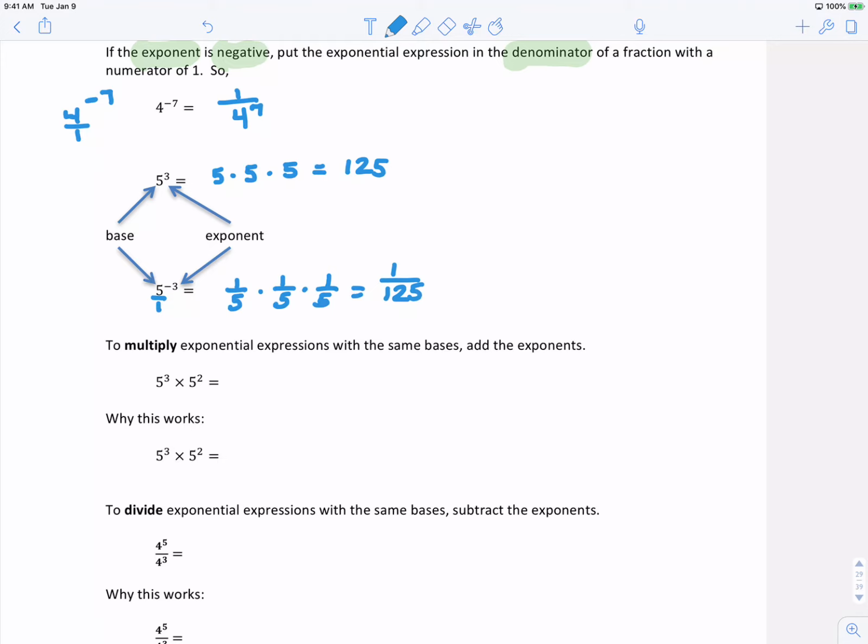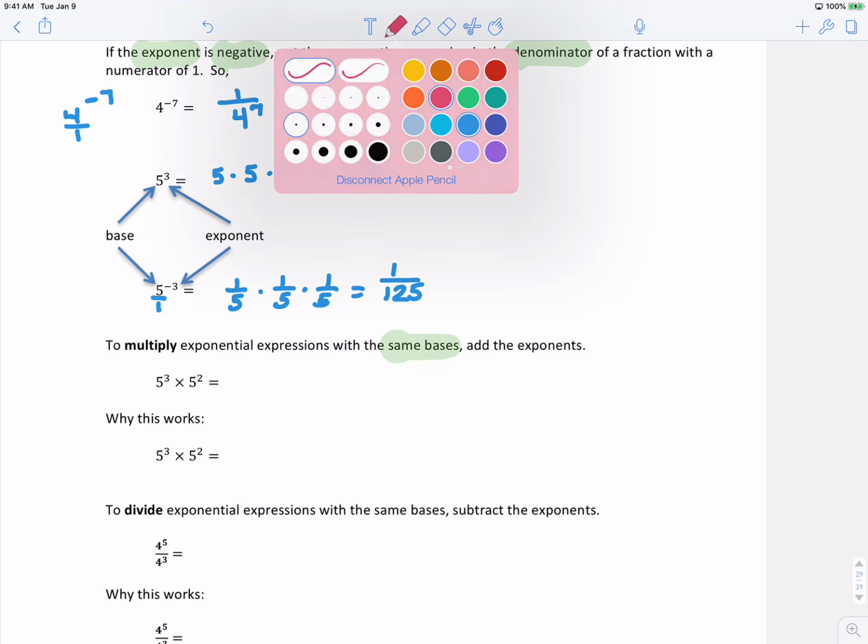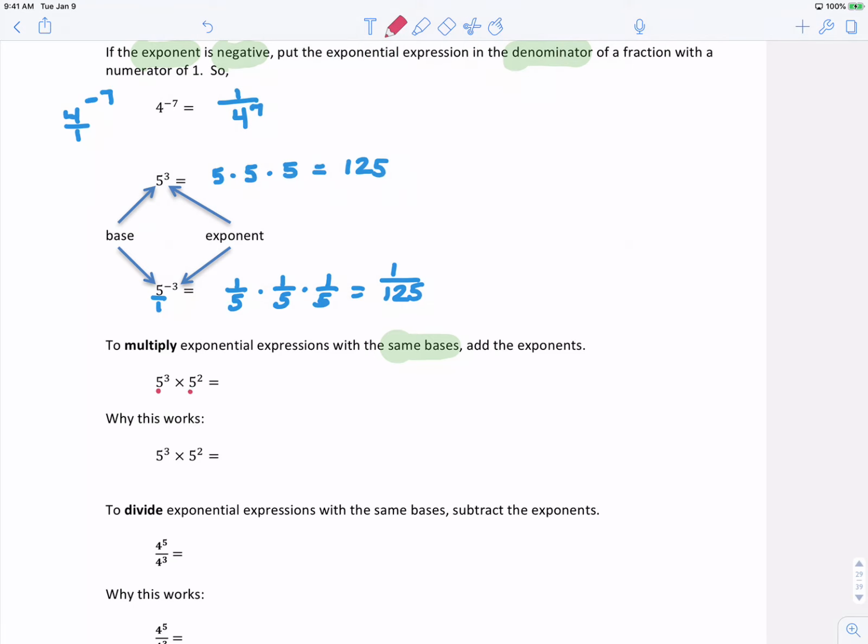Now, when we are multiplying expressions with the same bases, that is important. They got to have the same base in order to do this. The rule is to add the exponents. So the shortcut rule, which you're going to want to know, is the bases are the same. They're both 5, so I bring that base over. And the new exponent on the answer will take these two exponents and simply add them.